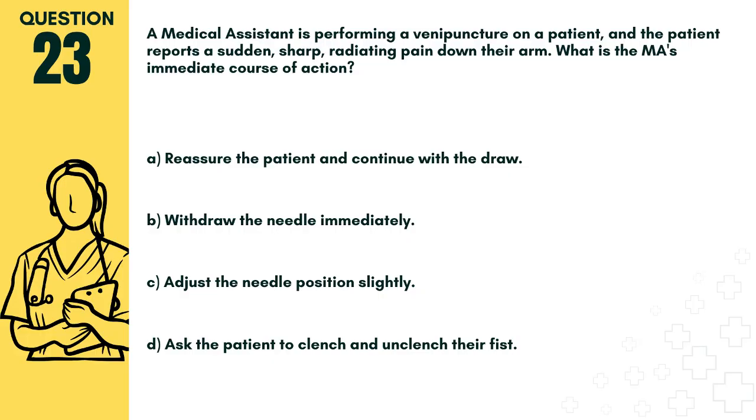Question 23. A medical assistant is performing a venipuncture on a patient, and the patient reports a sudden, sharp, radiating pain down their arm. What is the MA's immediate course of action? A. Reassure the patient and continue with the draw. B. Withdraw the needle immediately. C. Adjust the needle position slightly. D. Ask the patient to clench and unclench their fist.